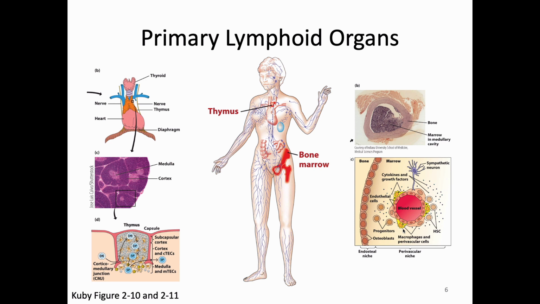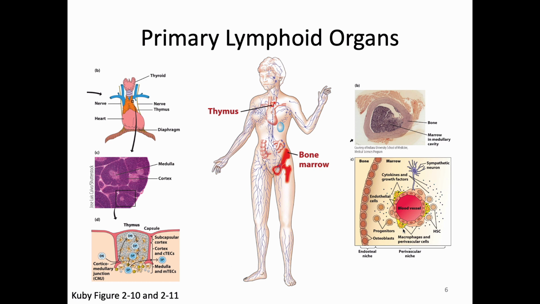So the thymus is an organ that has 2 lobes. It kind of looks like this. They're kind of connected at the top, and they look like this. And it sits on top of the heart. So it's actually that orange organ right here that's sitting on top of the heart. You can see it sitting on top of the heart here.